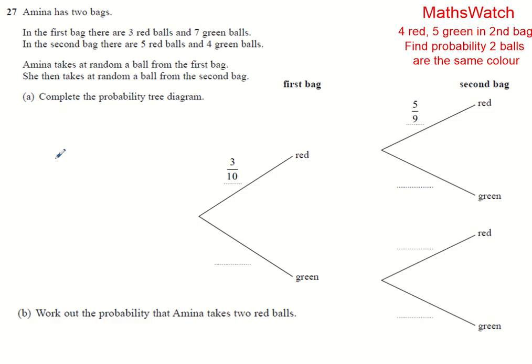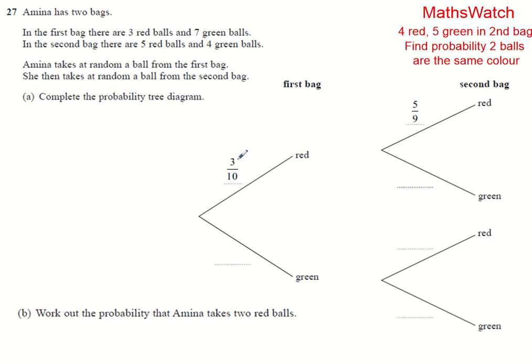Question 27. Amina has 2 bags. In the first bag there are 3 red balls and 7 green balls. In the second bag there are 5 red balls and 4 green balls. Amina takes at random a ball from the first bag. She then takes at random a ball from the second bag. Complete the probability tree diagram.